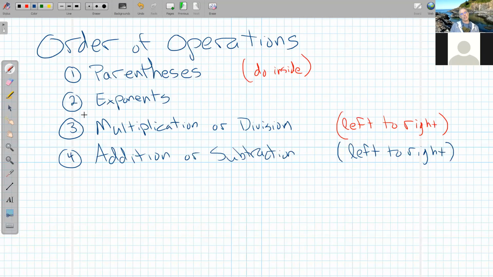But why do we have this 1, 2, 3, 4: parentheses, exponents, multiplication or division, addition or subtraction? Well, why can't we do addition or subtraction first? That's easier, right? Well, it turns out because it's easier, that's kind of why we have to do it last. So the reason that the things are in this order is, it comes back to the way numbers developed, right?